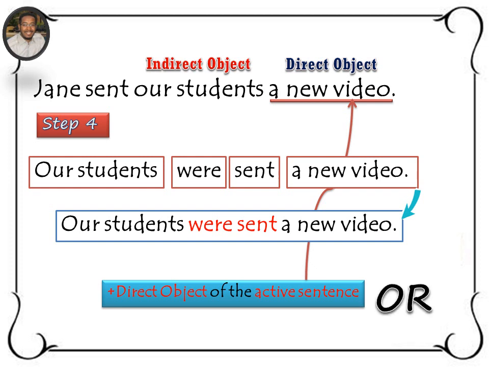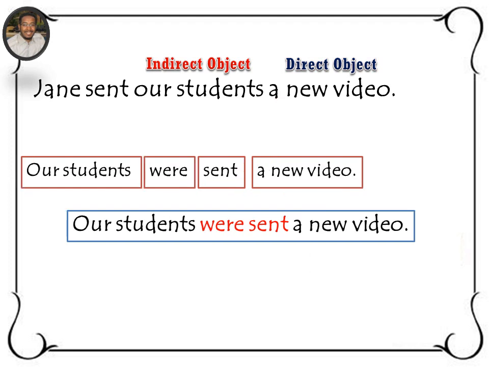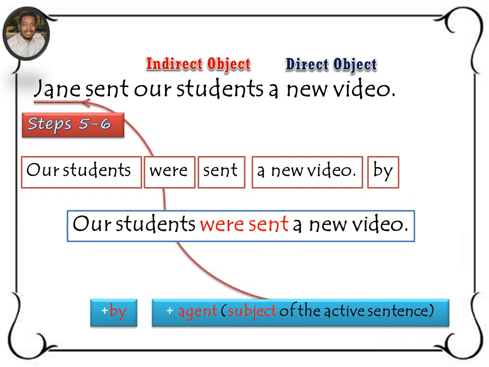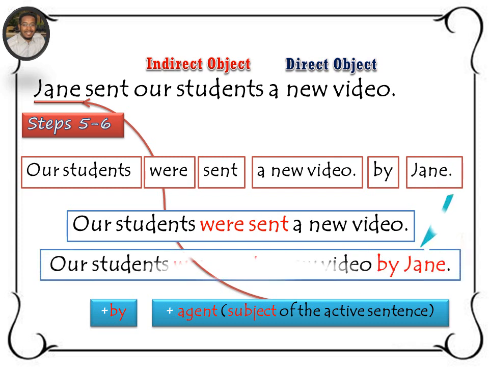Or if we want to mention who sent this video to our students, then we can add 2 more steps, which are step 5 and step 6. So what is step 5? Plus by, and step 6 plus agent, and the agent is the subject of the active sentence, meaning the doer of the action. And the final result we get: our students were sent a new video by Jane.